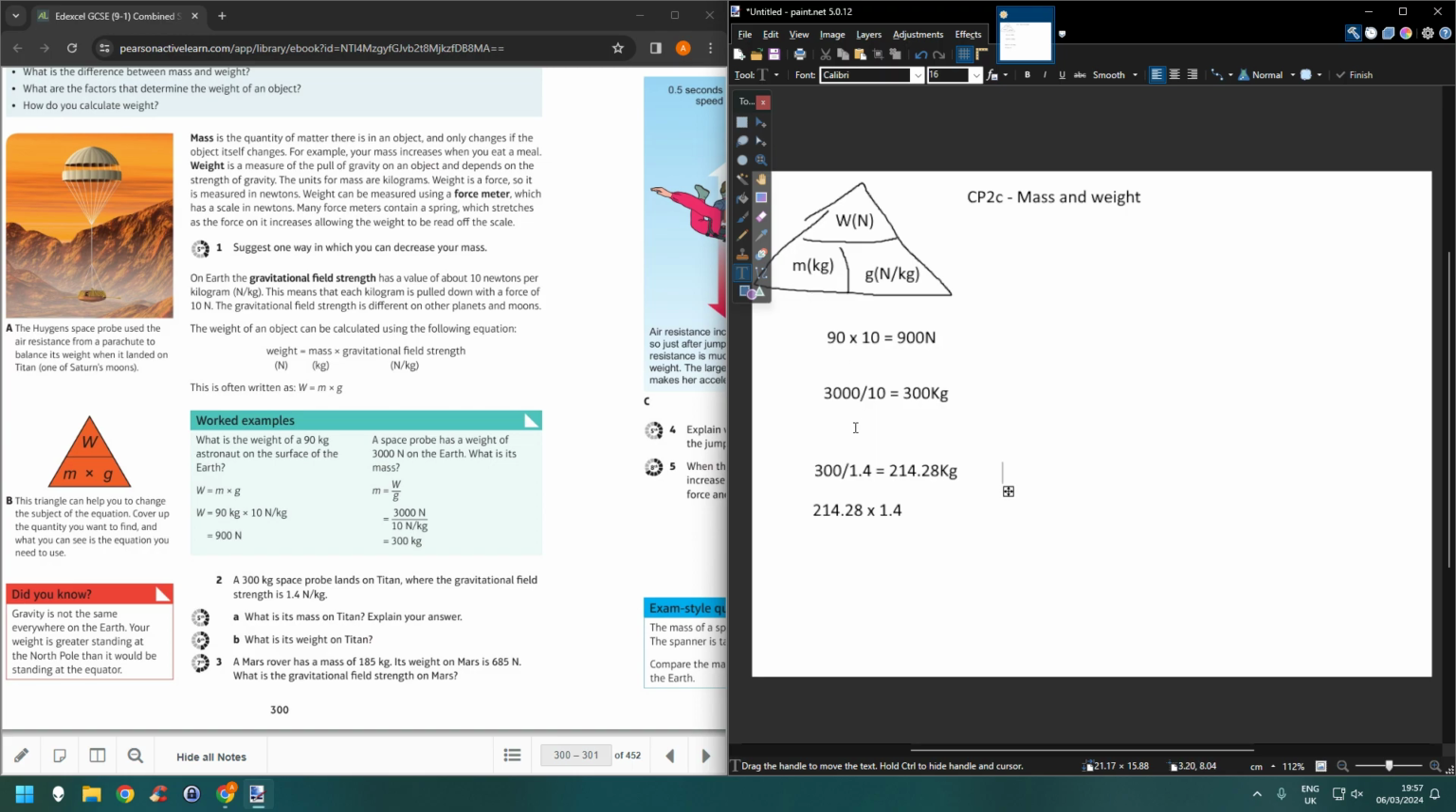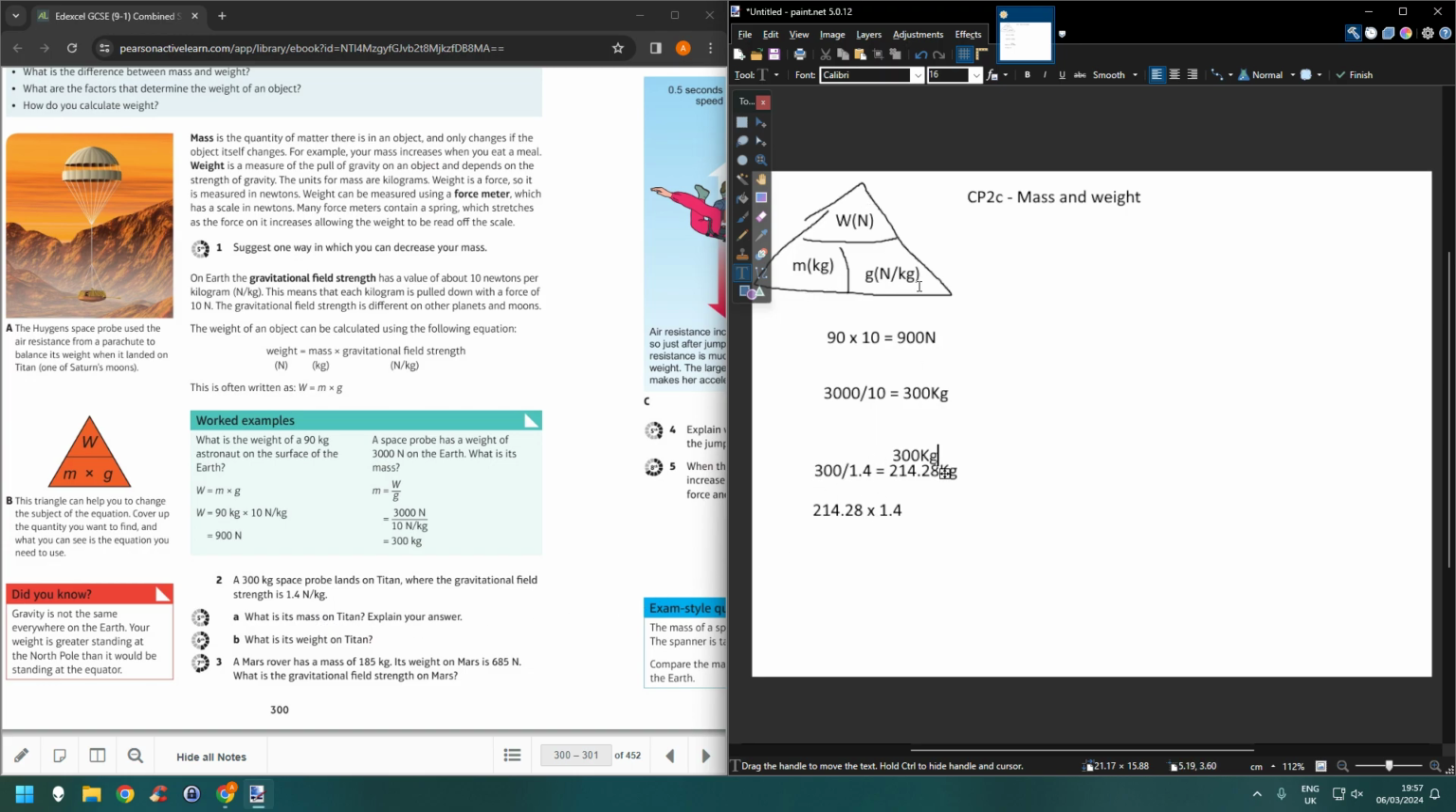Mass is universal, which means that this is a trick question. The mass on Titan is still 300 kilograms. It's not 214 kilograms. It's not that. 300 kilograms, because kilograms, mass is universal. So if it's 300 kilograms on Earth, it's going to be 300 kilograms on Titan. So we can then go forward to find the weight. The weight on Titan, which is what I think I was working out before.